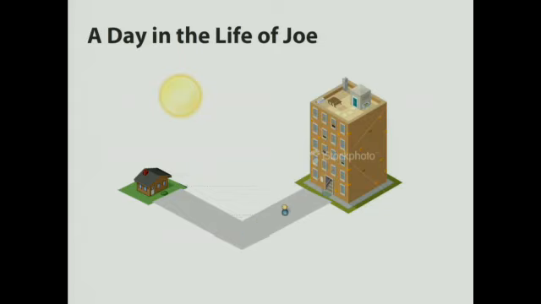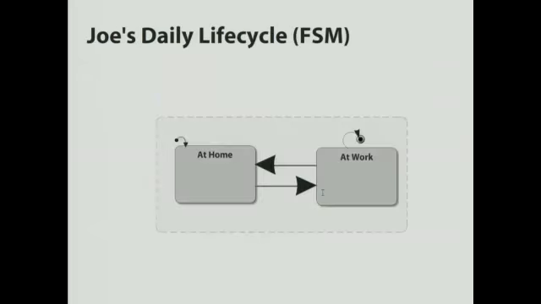So here we have a day in the life of Joe. Joe has a very simple life. He goes to work, and he goes home when it turns night. Looking at a simple finite state machine, you have two states and two transitions. In Joe's real life, there's actually the time to drive on the transition, but we're not really that interested in that, so we're going to just remove them from the diagram.